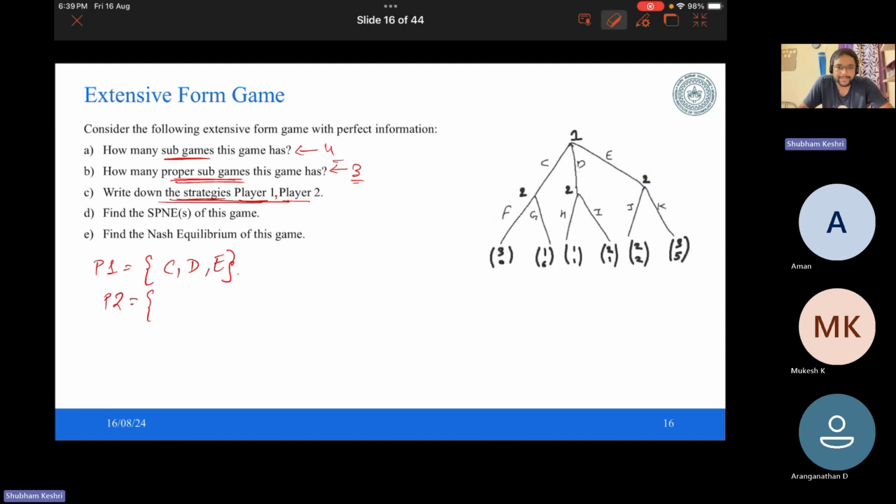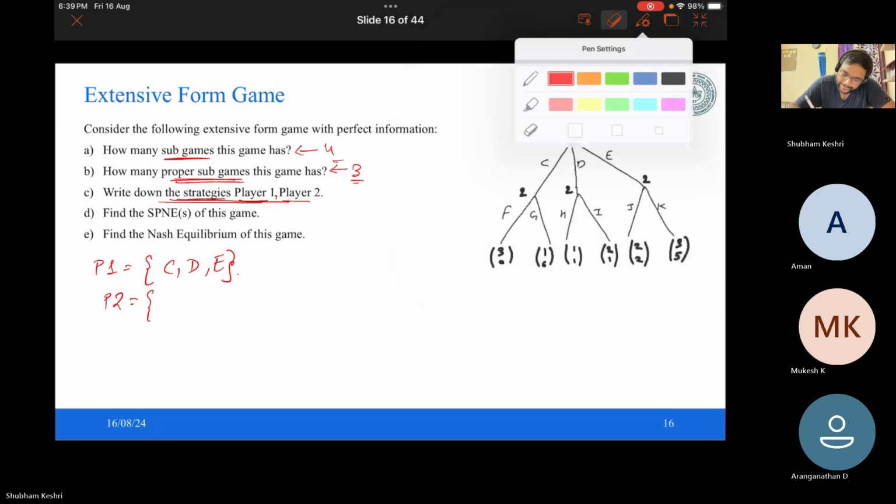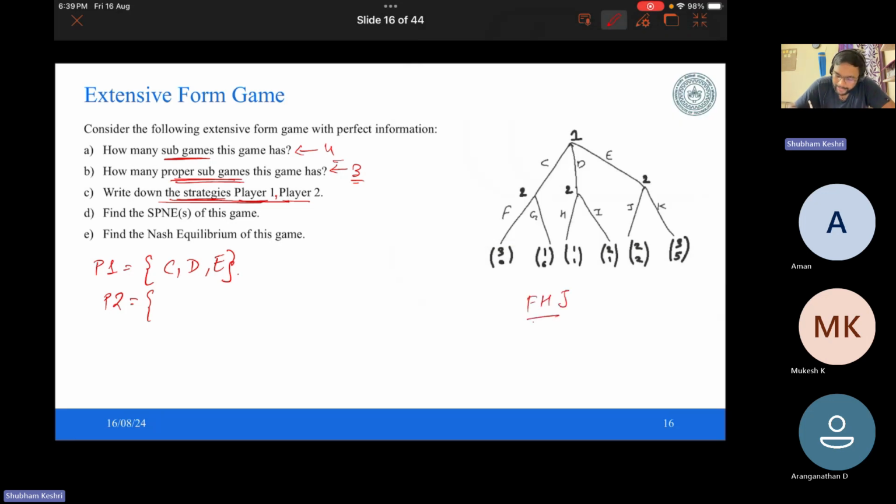Please help me write the strategies for player 2. First, tell me how many strategies player 2 has? All right, make it more simple. Give me one strategy player 2 will have. Just one. F and J. F, sorry, F, H, J. All right. So you are correct. F, H, J is one strategy for player 2. So how many strategies will player 2 have?